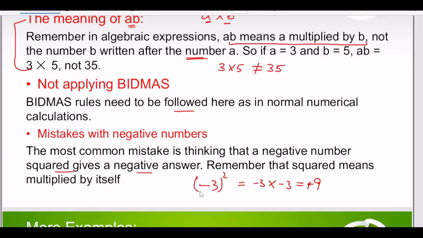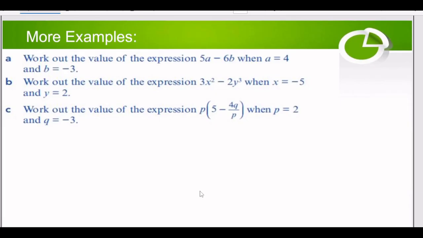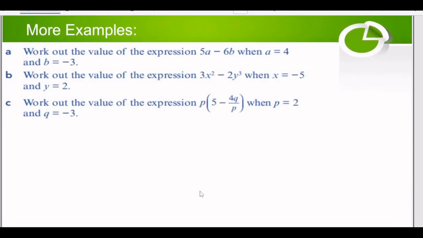Okay. Now, more examples. These are mixed examples. Work out the value of the expression 5a minus 6b, with a and b given. I will start one by one. 5a, 5 times a, which is 4, and then 6 times b, which is negative 3. So, 5 times 4 is 20 plus 18. So, this is 38.